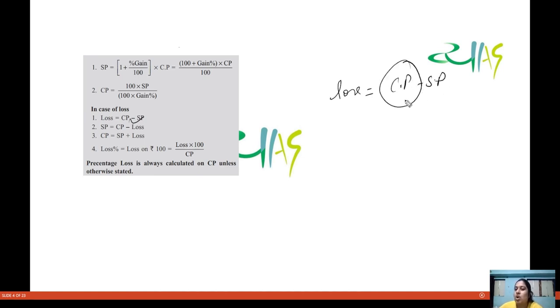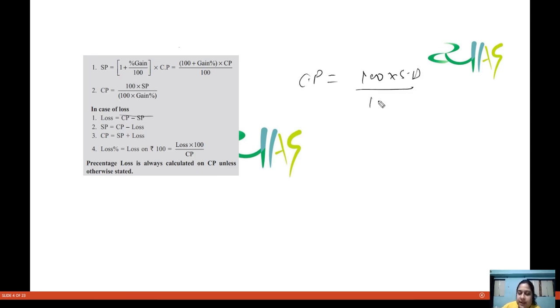Because in case of loss, your selling price will be lower than your cost price. In case of profit, your selling price will be higher than your cost price, and in case of loss, your selling price will be lower than your cost price. So I hope everybody is clear with this thing. Now if you have to find, look at this formula. It is given cost price is equal to 100 into selling price divided by 100 into gain percent.